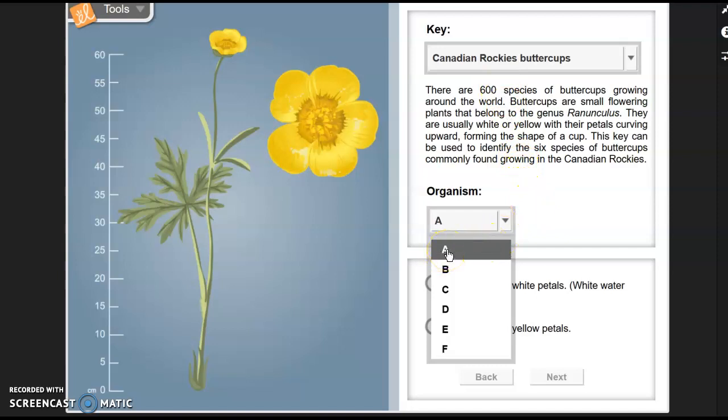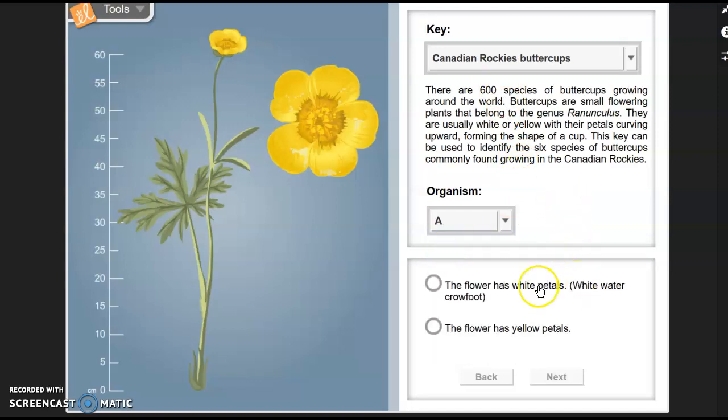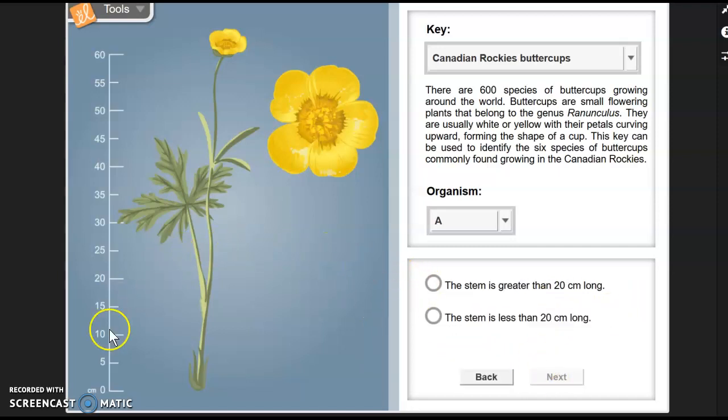So let's start off with just Buttercup A. With each one, they're going to give you a choice of characteristics, and that's going to narrow down which species you are moving toward. So this one clearly has yellow petals. I'll click next. The stem is greater or less than 20 centimeters long. Well, look, that stem is almost 60 centimeters long. The leaf has 3 or more spears. Now, if we look at these leaves, we can see that, yes, they have 3 or more on every one.